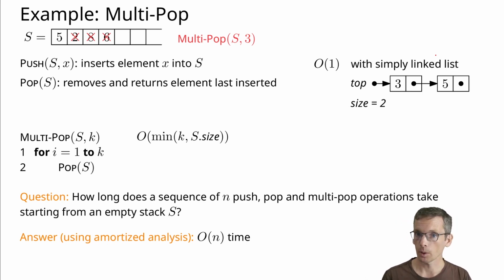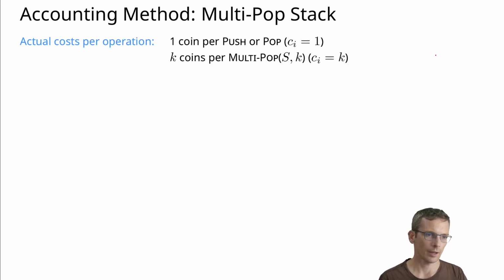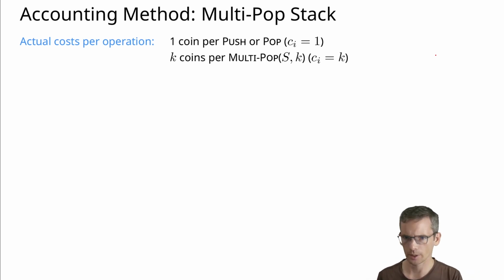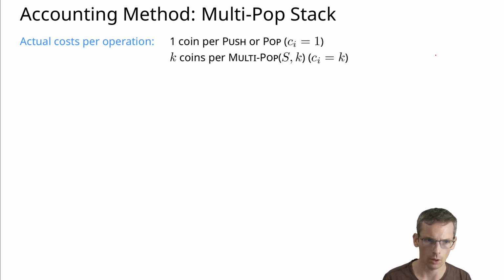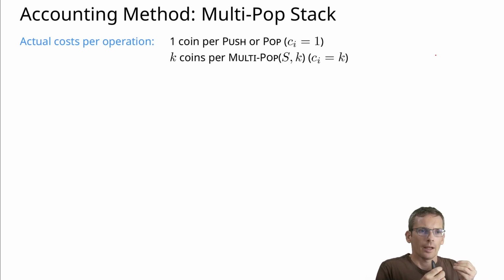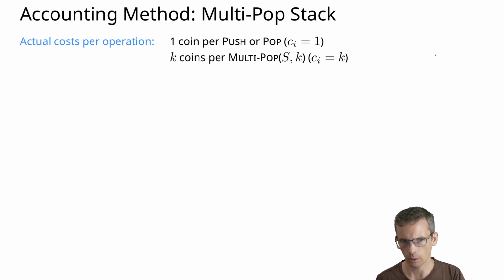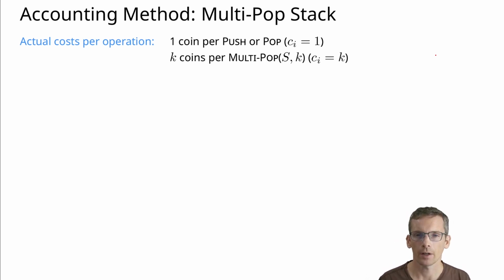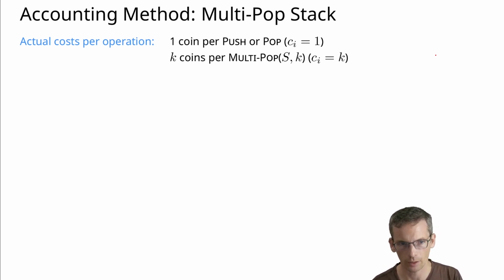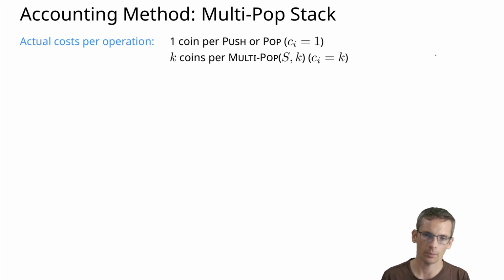Before we do this with the potential method, let's look again at how we did it with the accounting method. The accounting method works with costs, actual costs of operations, and then amortized costs. And we think of these costs as points, or tokens. If I look at the actual cost, then push and pop is constant, so there I simply say they cost 1 coin. If I look at the multi-pop, then it costs, let's say, k. So k coins are needed for a multi-pop with parameter k.